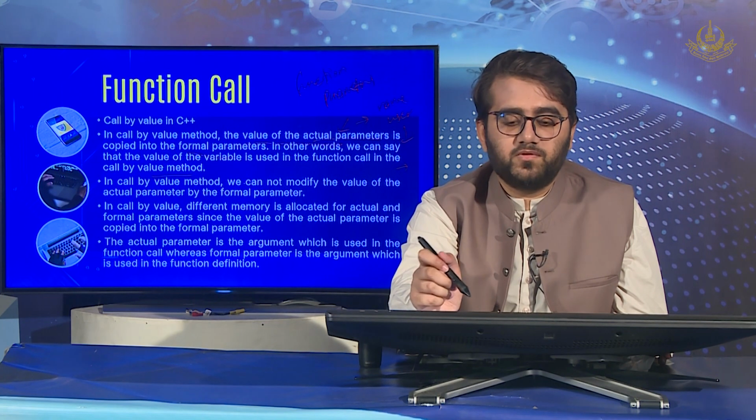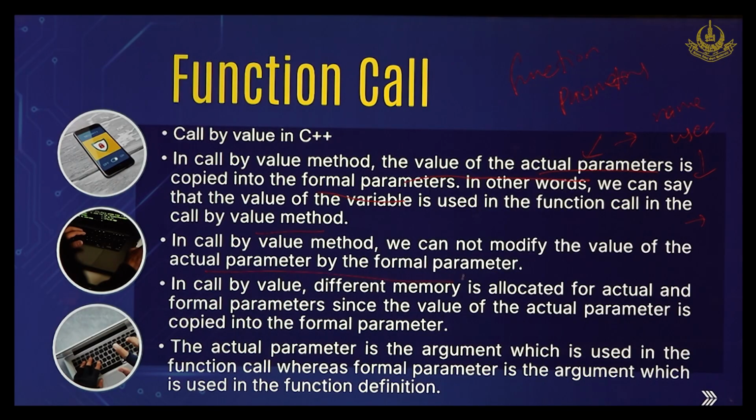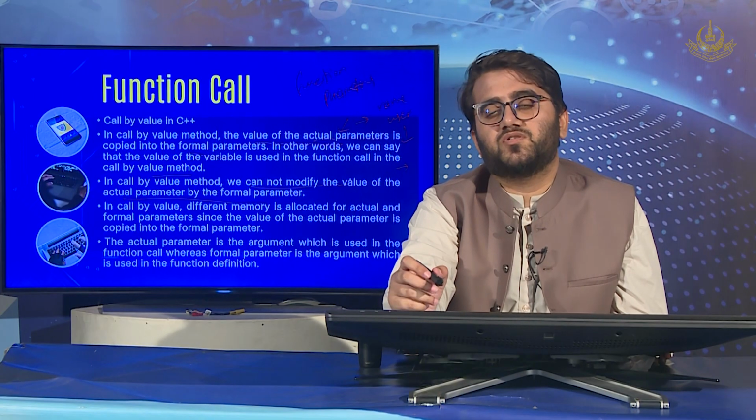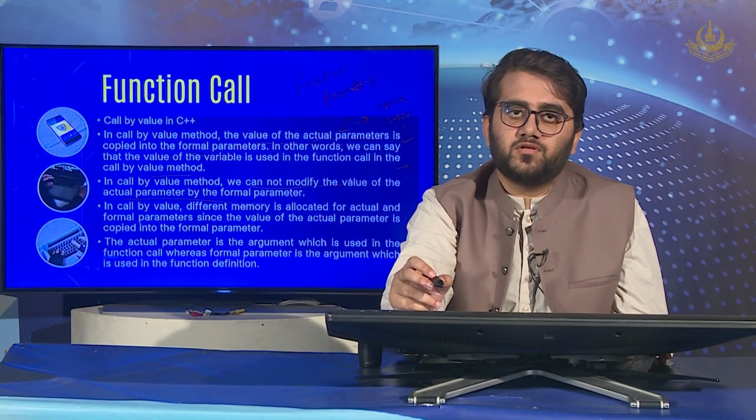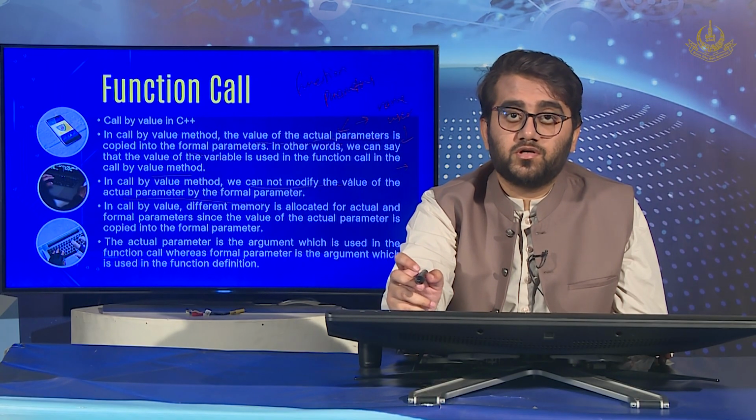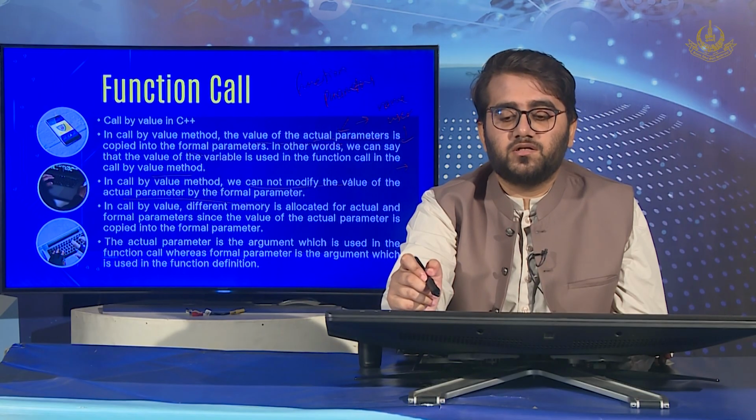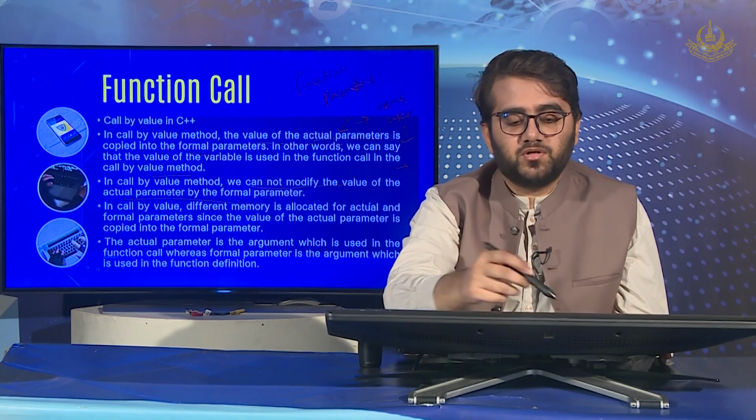Okay. So in the call by value method we cannot modify the value of the actual parameter by the formal parameter. What does it mean? It means that whatever value you have stored in the actual parameter will be passed to the function parameter. So you are not changing it, you cannot change it, you are using it as it is. In call by value, different memory is allocated for actual and formal parameters.